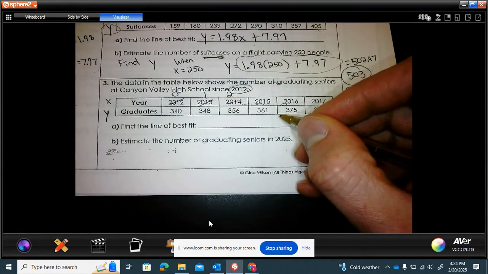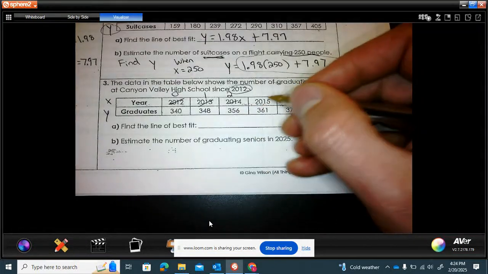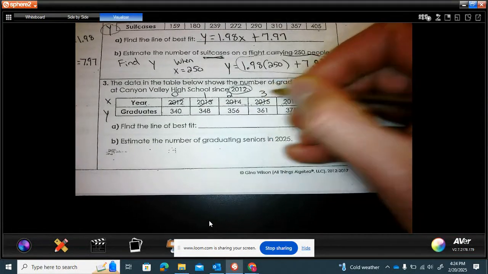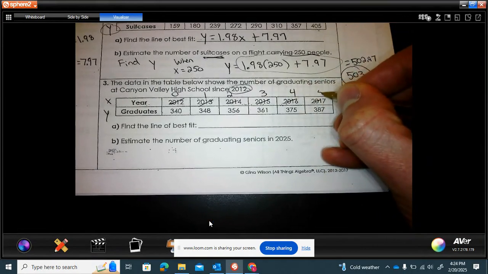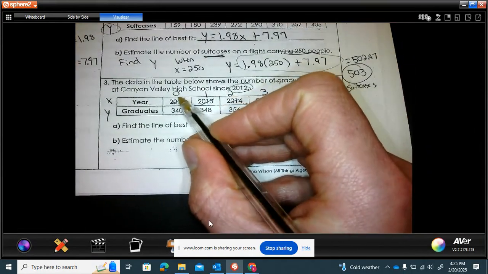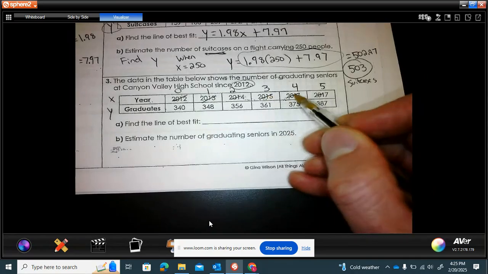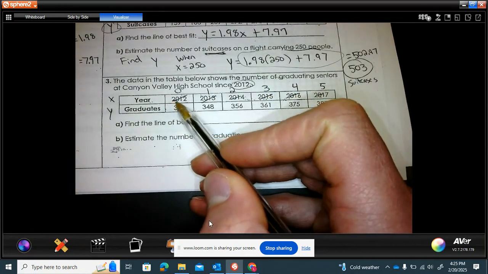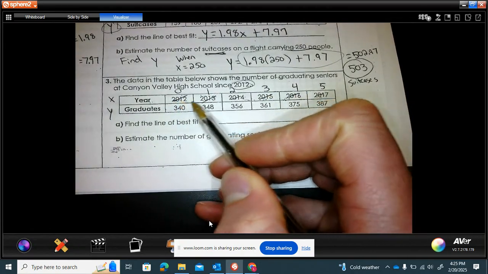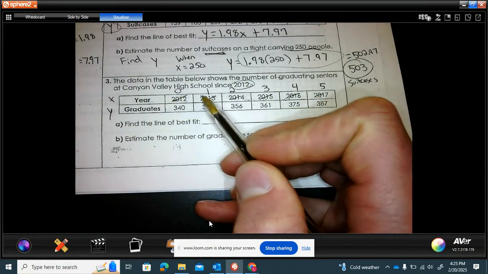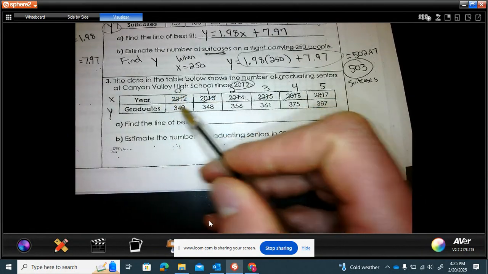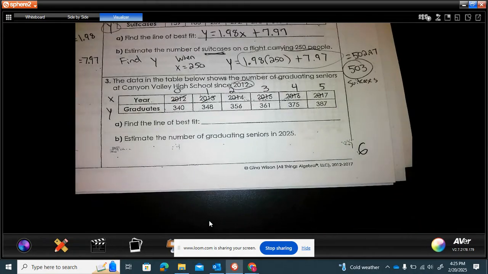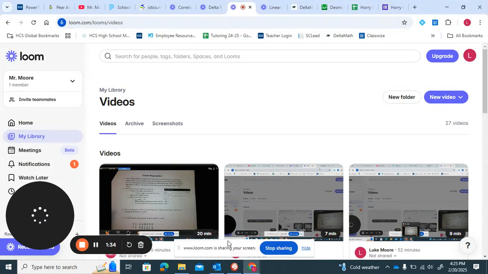2 years after 2012, which is 2014, 356. So 3, 4, and 5. So I actually want to type in 0, 1, 2, 3, 4, 5. The reason why it's 0 is because that's the year you're starting in, and then 2013 would be 1 year since then. So you want to use 0, 1, 2, 3, 4, 5 instead of the actual years when you plug it into Desmos.